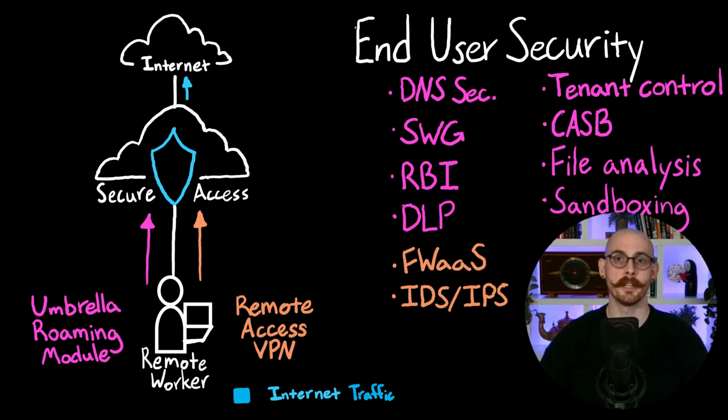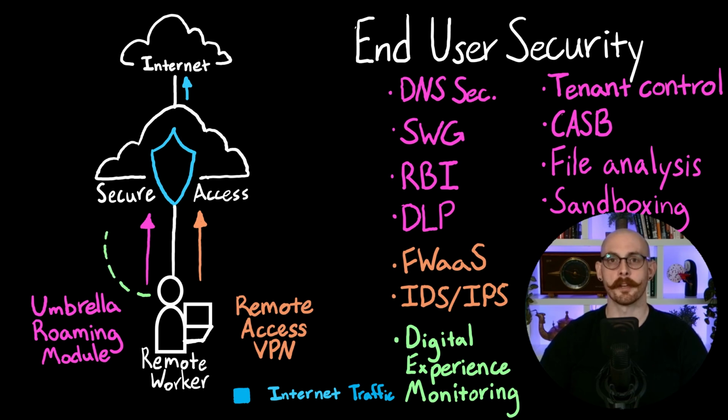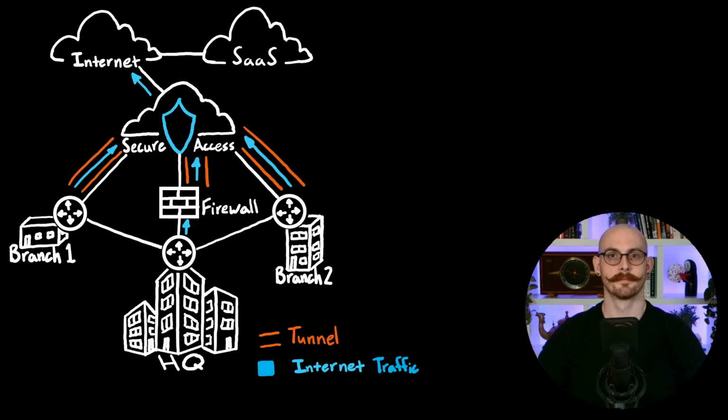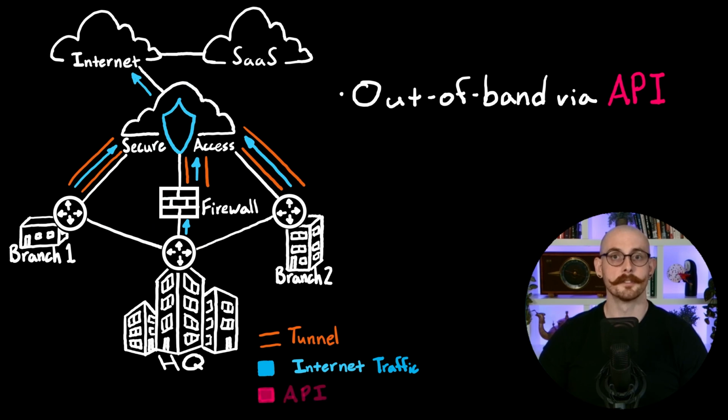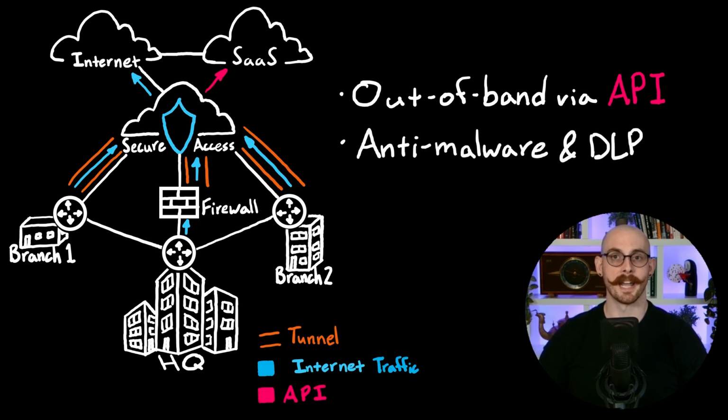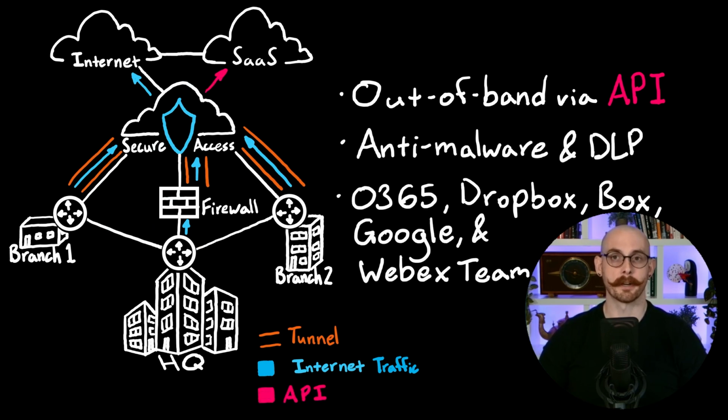End user availability and experience is also monitored using an endpoint module, and administrators are given visibility into endpoint health, performance, and reachability, as well as recommendations to help remediate issues. Leveraging APIs, Secure Access is also able to provide anti-malware and data loss prevention for Microsoft Office 365, Dropbox, Box, Google, and WebEx Teams.